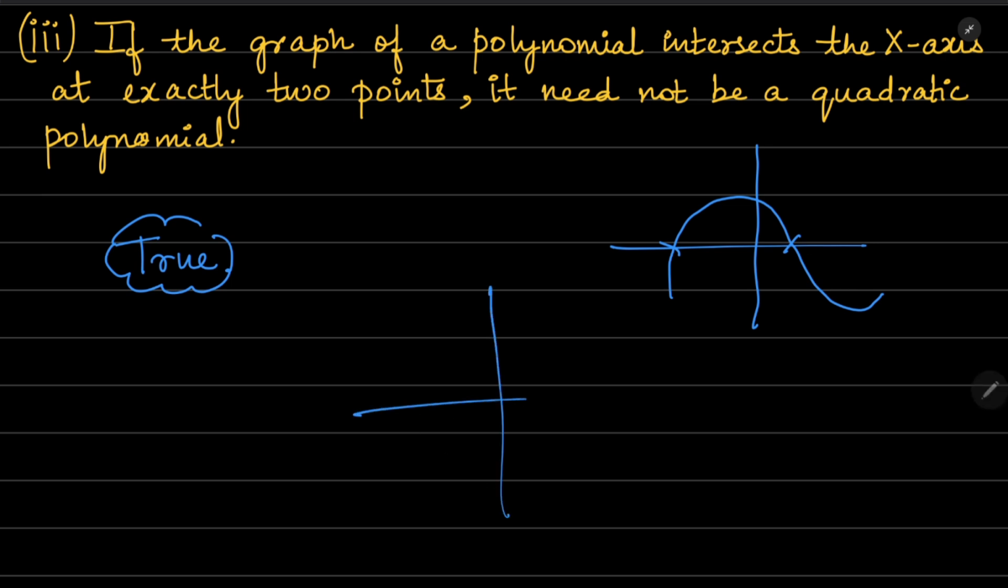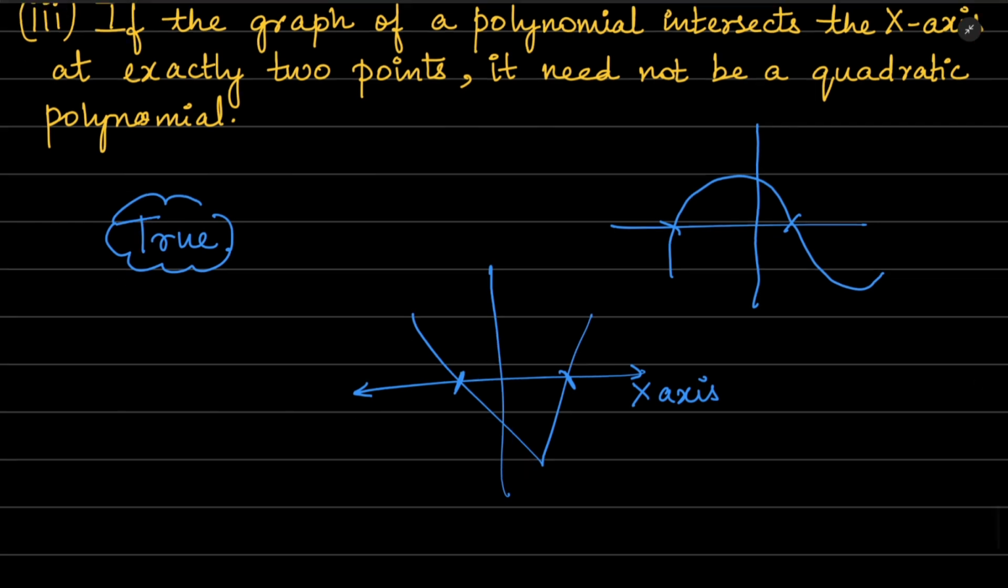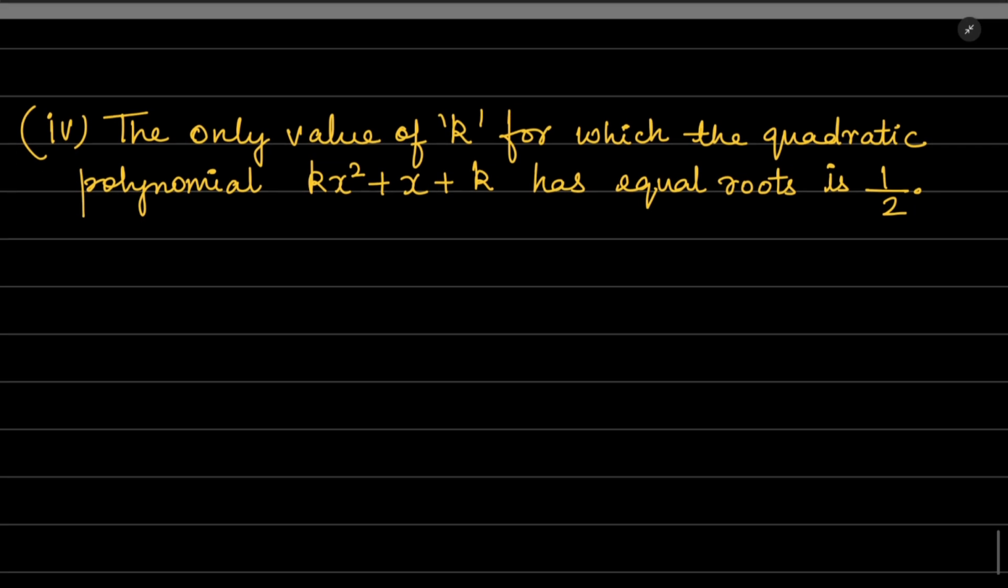Now, suppose you have a graph like this. This graph also intersects the x-axis at exactly 2 points. Can you say this is a quadratic polynomial? No, you cannot say. So it may or may not be a quadratic polynomial. So the answer is true because it says it need not be a quadratic polynomial. So it is correct. The statement is true. I hope you are getting it. Let's move on to the next question.